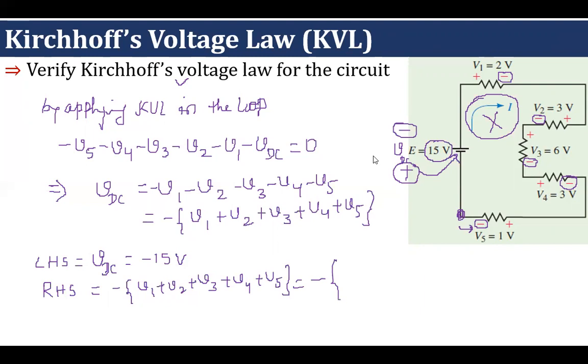V1 is what? 2 volt. V2 3, V3 6, and V4 3. Okay, so this is going to be 3 plus 2, 5 plus, okay, I forgot to write V5 also, so there will be 1 also at this place. So 2 plus 3, 5 plus 6, 11 plus 3, 14 plus 1, 15. So this is going to be minus 15. LHS is equal to RHS, and so KVL is proved.